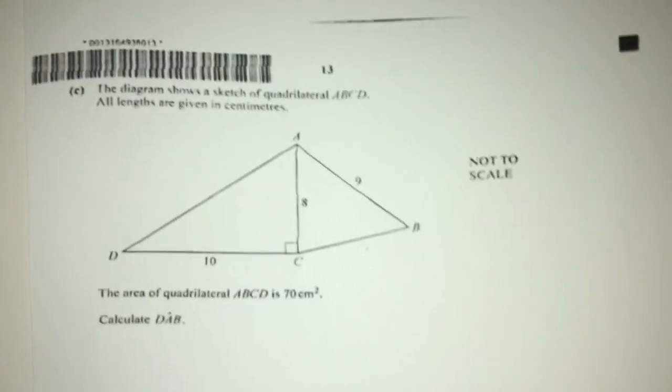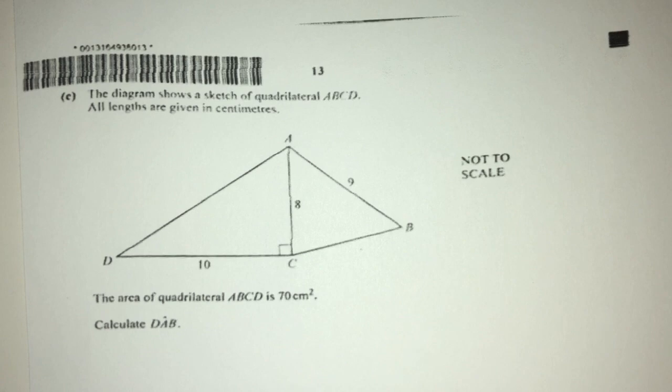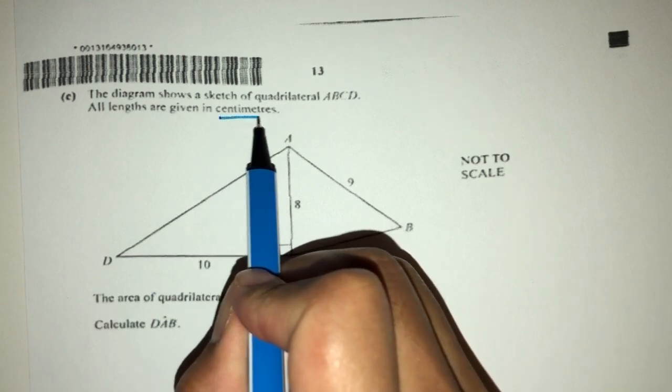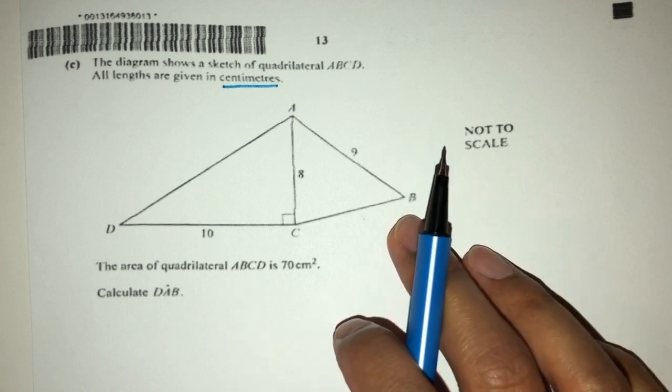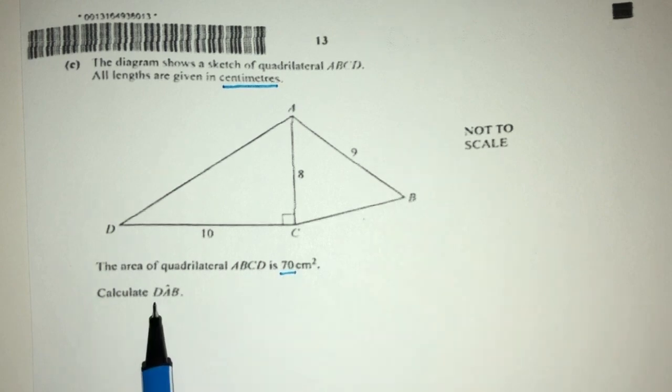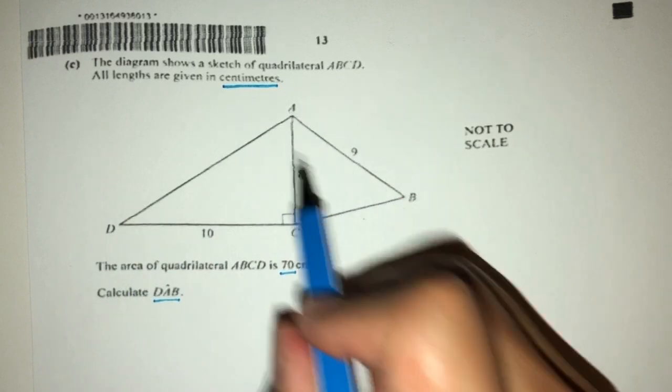Okay, so let's move on to question part C. The diagram shows a sketch of the quadrilateral ABCD. Now all the lengths are given in centimeters. Part 1 of the question, we have what? We have the area of this shape given to you by this. We have to find the angle DAB, this whole thing.